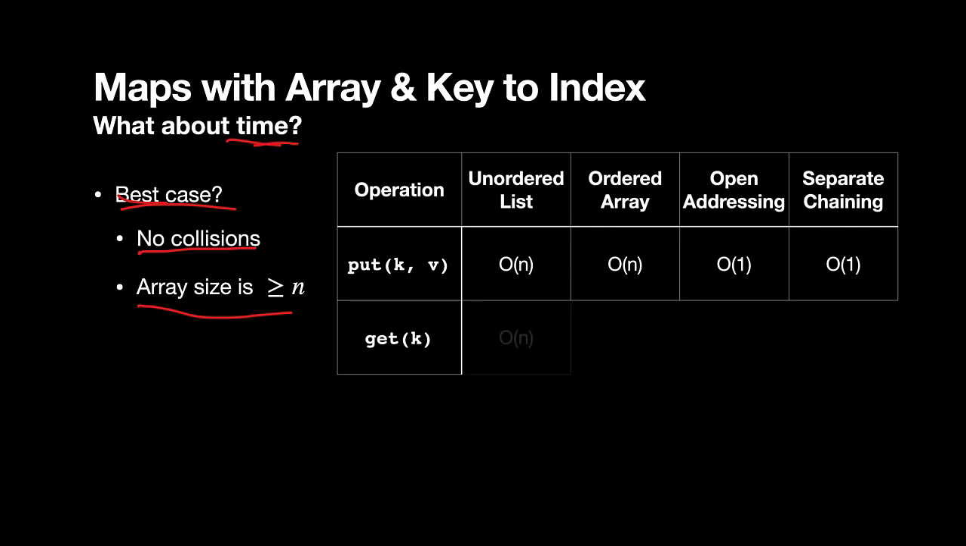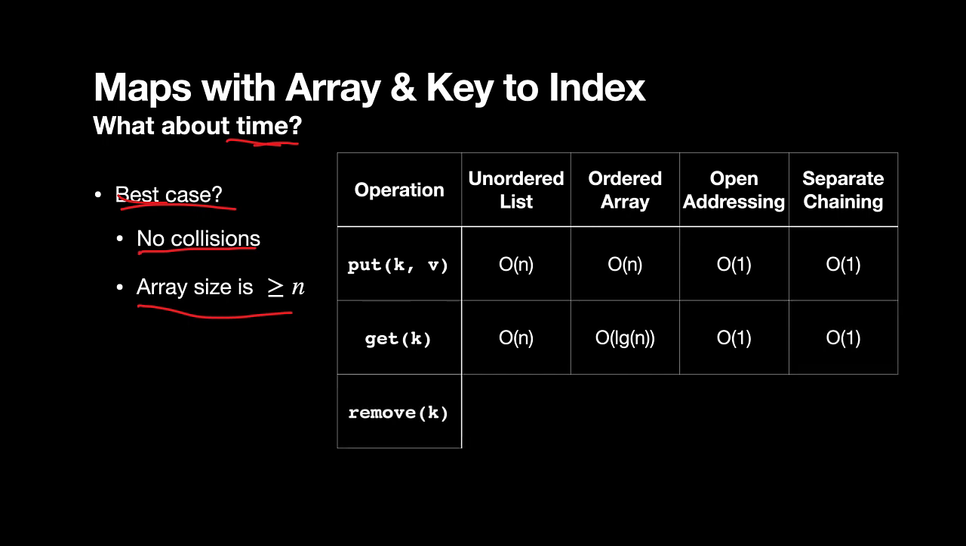So the get operation, the unordered list, we had to go through everything. The ordered array, we could do it in log base 2 time by using binary search. With open addressing, we'll know exactly which bucket it should be in, and we will go directly to that bucket in constant time. The same is true with separate chaining, although the bucket's a collection itself. If we're assuming that we have no collisions whatsoever, each bucket will have a single item in it.